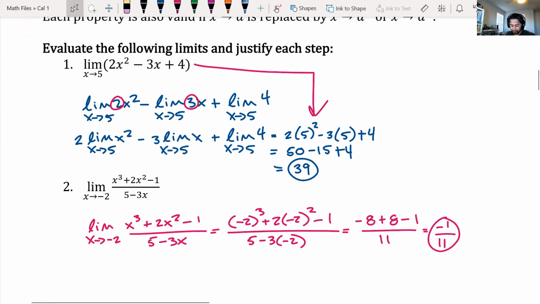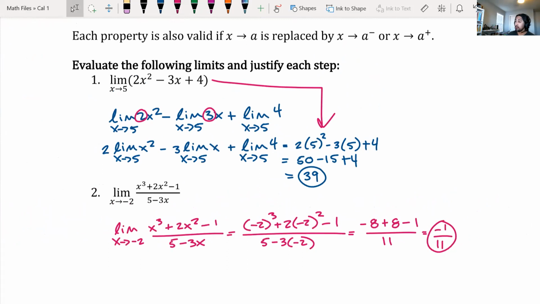There you go, guys. So we have an example where we can justify a limit step by step by step. And then we have a limit where it's like, hey, just plug it in. No need to justify anymore if you know what you're doing. So any questions on that?